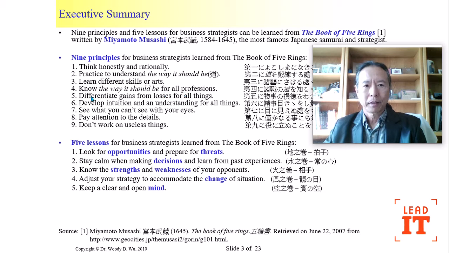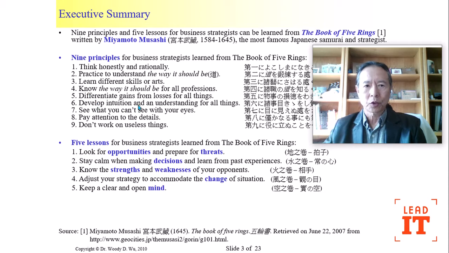Number five, differentiate gains from losses for all things. A CEO may want to generate short-term profit and long-term profit. Would you sacrifice short-term profit for long-term profits?